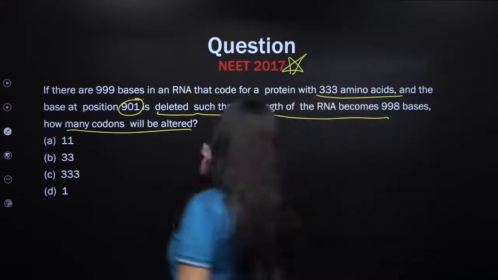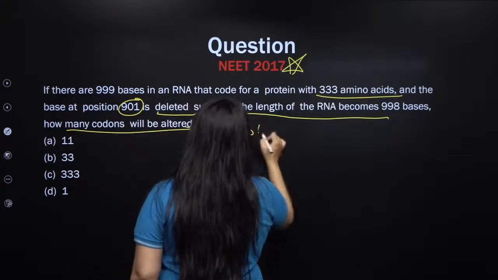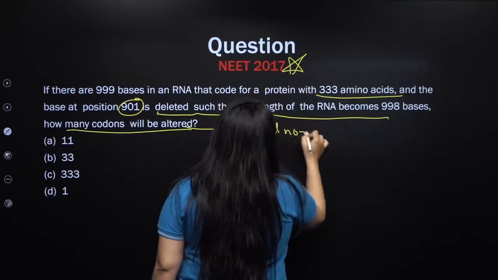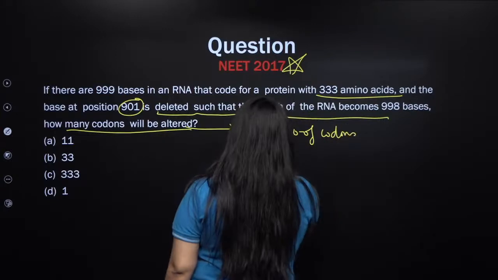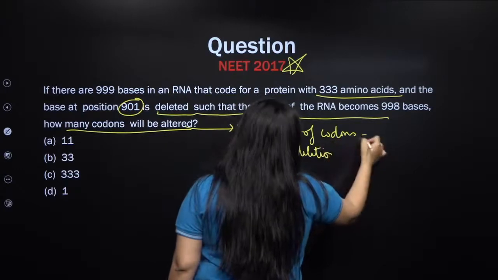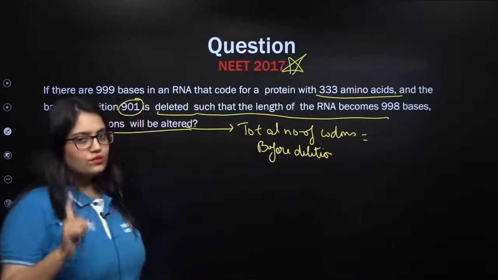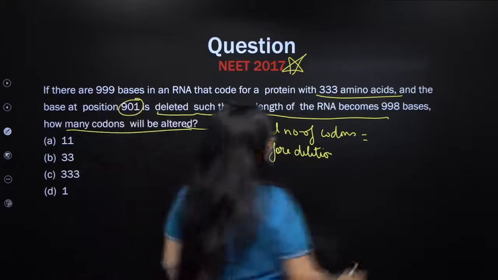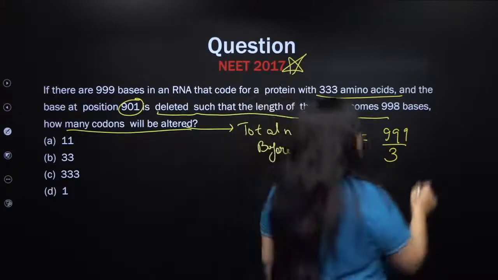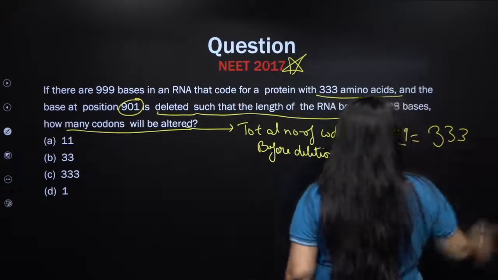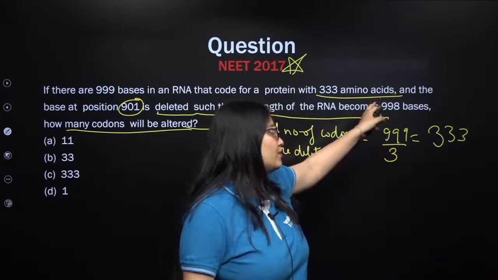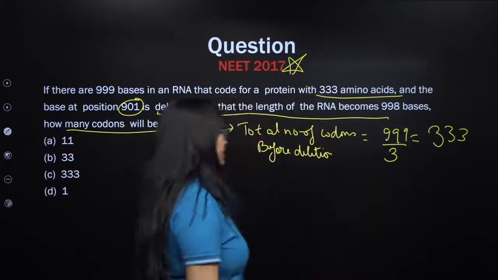Let's start from here. How many codons are there in total, before deletion? How many nitrogen bases are there in one codon? 3. So 999 divided by 3, because one codon is made up of 3 nitrogen bases. So how many are there? 333, right? There are 333 codons, and each codon is going to code for one amino acid. Hence there are 333 amino acids that can be coded.